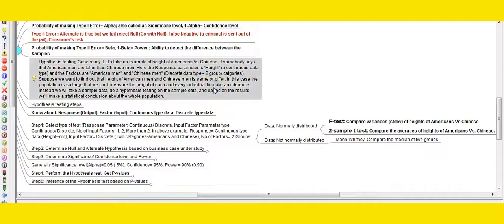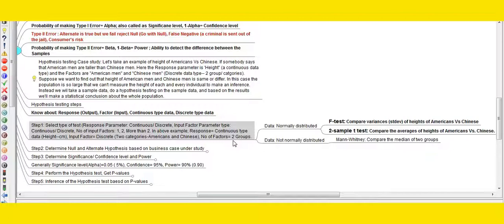We just saw in our above case study that our Y measure is height, and this is a continuous type of data. So we have just summarized the things here. The height is a continuous type of data. Input factors are discrete type because there are two categories, Americans and Chinese, two groups. Based on this information, there are subcategories we have to make based on the Y data, which is continuous data. So decide whether the data is normally distributed or not normally distributed.